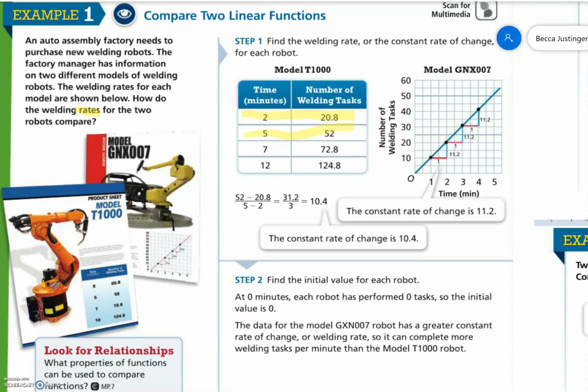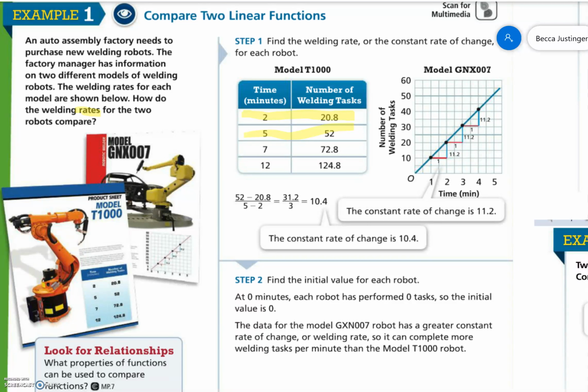So the second model has a faster rate of change. Find the initial value for each robot. At 0 minutes, each robot has performed 0 tasks, so their initial values are the same. The data for the model GXN007 robot has a greater constant rate of change, or welding rate. So it can complete more welding tasks per minute than the model T1000 robot. So we should probably get the GNX007.